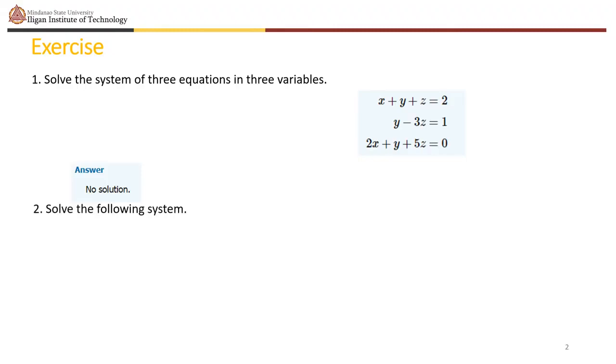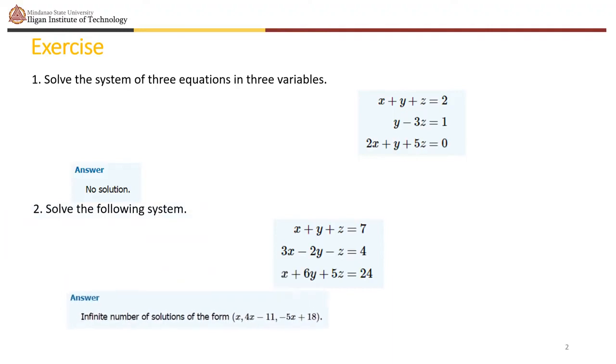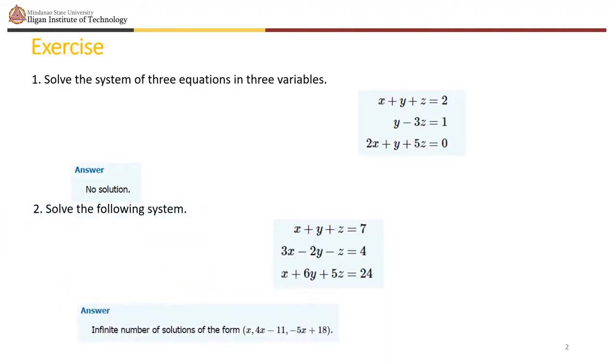Now for number 2, we are asked to solve the following system. That is, x plus y plus z is equal to 7, 3x minus 2y minus z is equal to 4, and x plus 6y plus 5z is equal to 24. And it was also posted that the answer is that there is an infinite number of solutions of the form x, 4x minus 11, negative 5x plus 18.